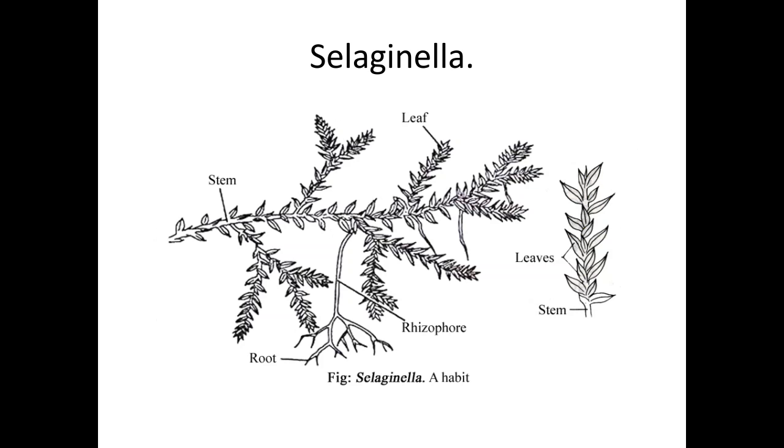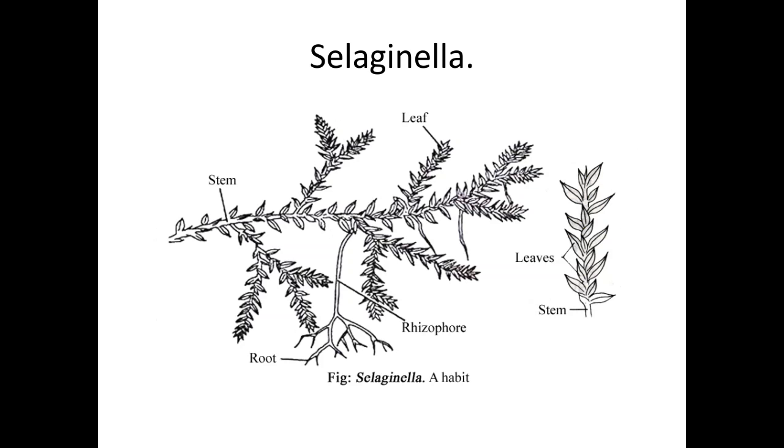The stem bears four rows of leaves. In some species the leaves are similar in size, known as homophyllous species, while in others there are generally two types of leaves, one smaller in size and another bigger in size, and such species are known as heterophyllous species of Selaginella.